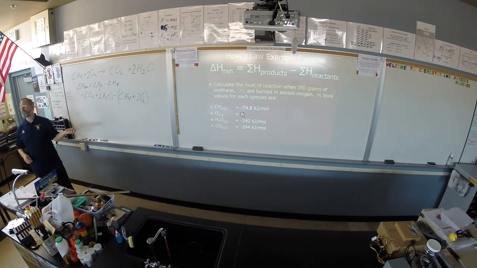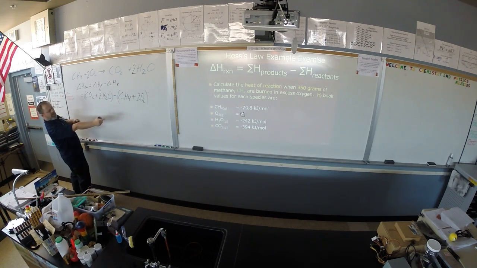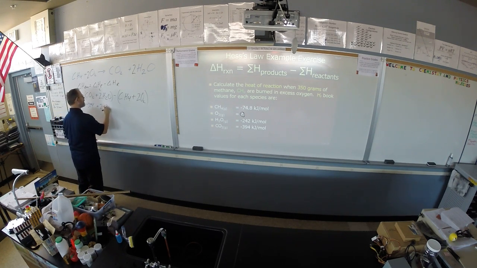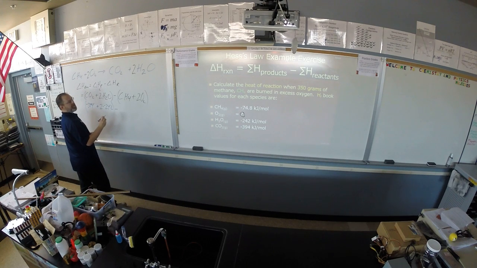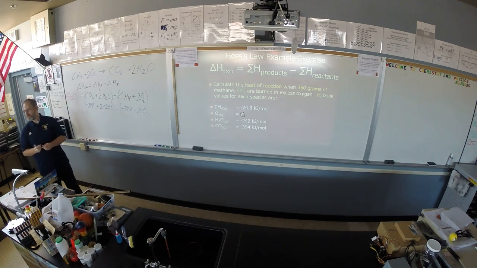Now, once you've written it this way, you just plug numbers in. So, CO2 gets negative 394. Water gets 2 times negative 242. Methane gets negative 74.8. And oxygen gets 2 times 0.